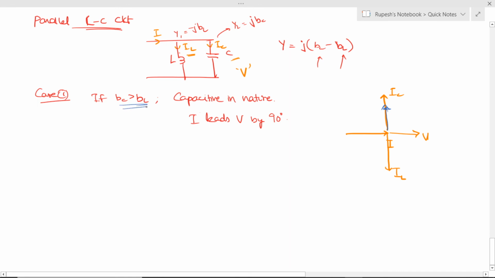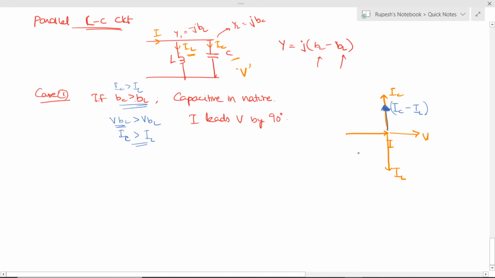Suppose BC is greater than BL. That means IC is greater than IL. Why? Because if you multiply both sides by V, V into BC is greater than V into BL. V into BC is nothing but IC, and V into BL is nothing but IL. So IC is greater than IL. As IC is greater than IL, IC will lead. IC minus IL is the net phasor, which will be in the upward direction.